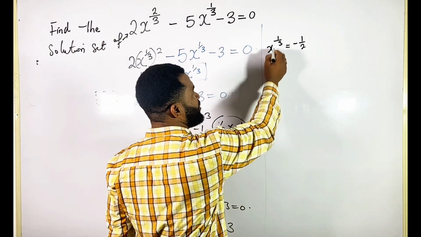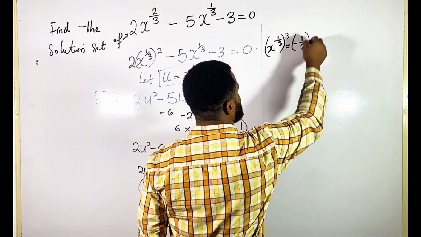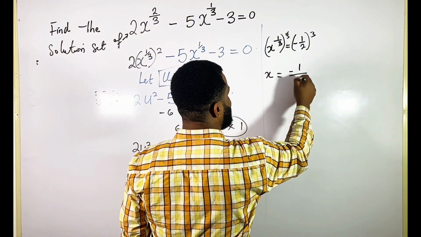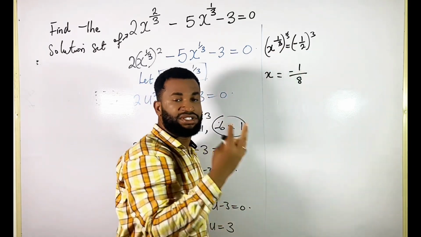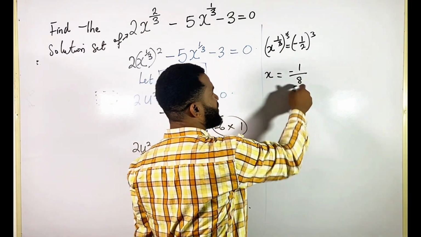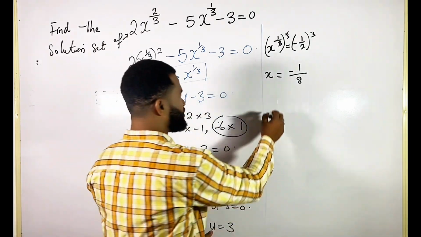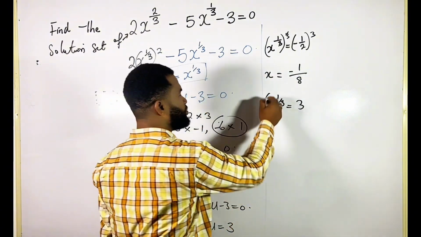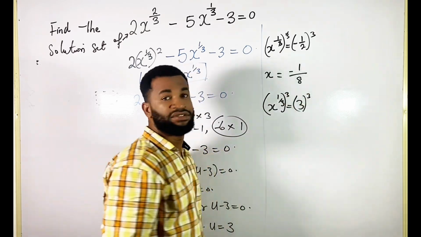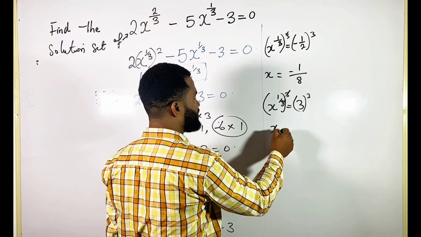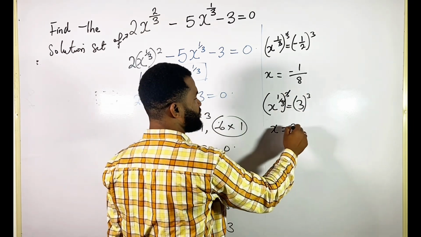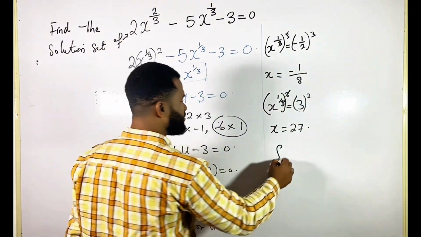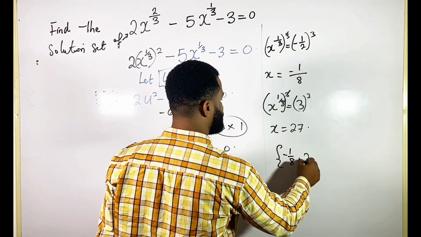So to make this x alone, I will raise both sides to the power of 3, so that 3 will cancel this 3. I'll have that x is equal to minus 1 over 8, because minus 1 times minus 1 times minus 1 in 3 places is going to give me minus 1 over 8. But then there is another u. U is still the same thing as x raised to the power 1 over 3, which is equal to 3. So I'm also going to cube both sides. I'll have x equal to 3 to the power of 3, which is 27. So the solution sets are minus 1 over 8 and 27.